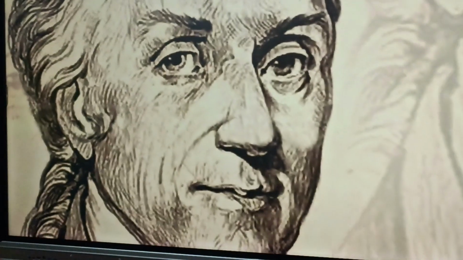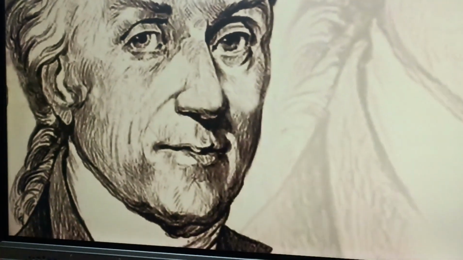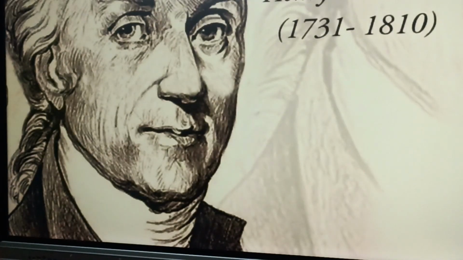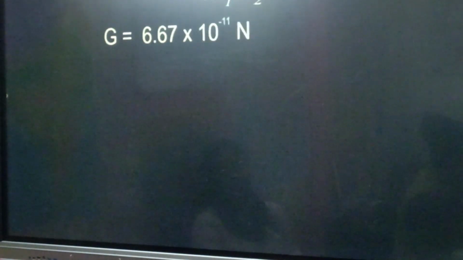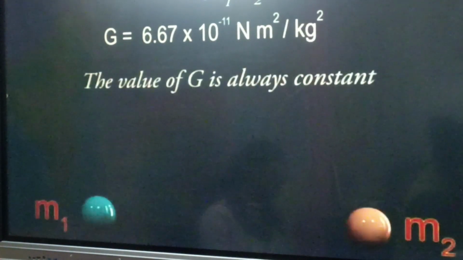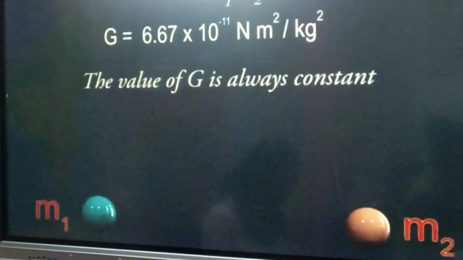The value of G was found out by Henry Cavendish, 1731 to 1810. Numerically, G is equal to 6.67 into 10 raised to the power minus 11 Newton meter square per kilogram square. The value of G is always constant.